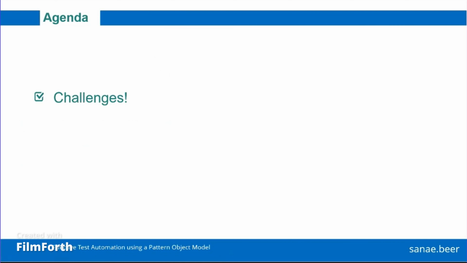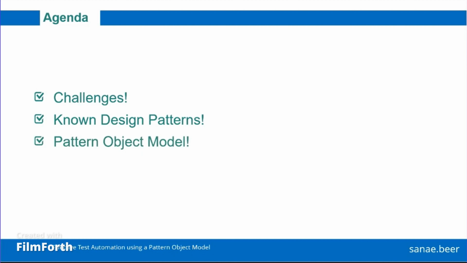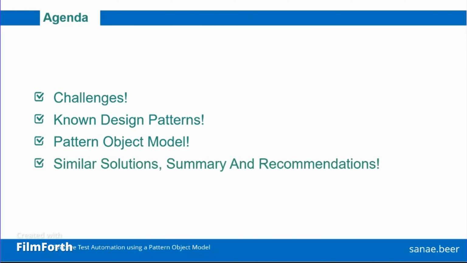Okay, the more important part today is the agenda, what we're going to talk about today. What are the challenges? There are a lot of challenges, and usually challenges are not about technologies. Challenges are about people. This is something we don't realize. I will tell you some real stories. We are going to get familiar with some known design patterns and what I call pattern object model. Maybe there is a different name, so if there is such a name, just let me know. And are there any similar solutions, and what are the recommendations for next actions?